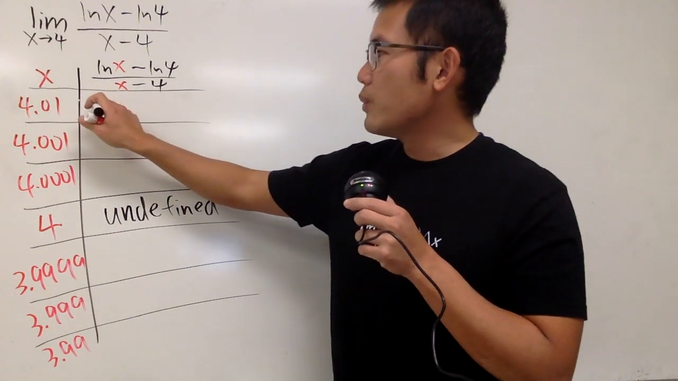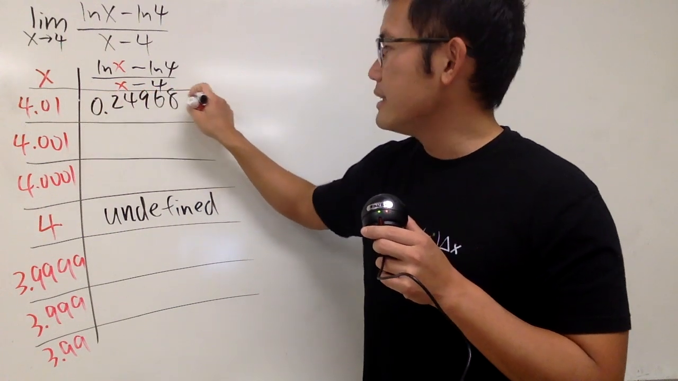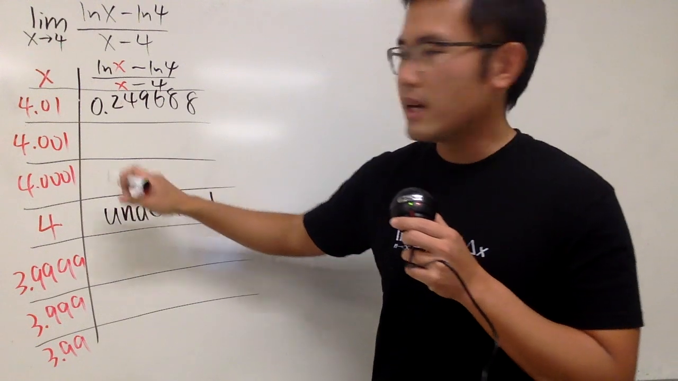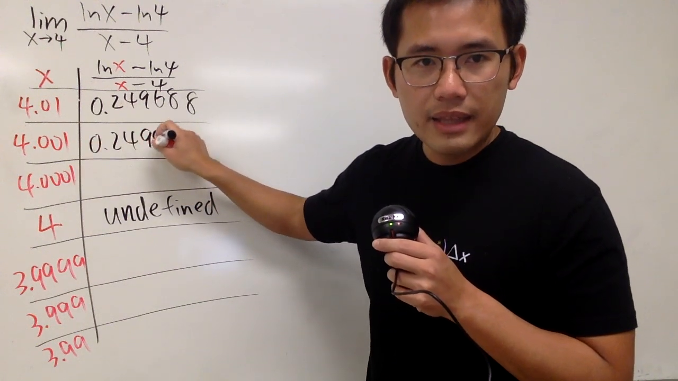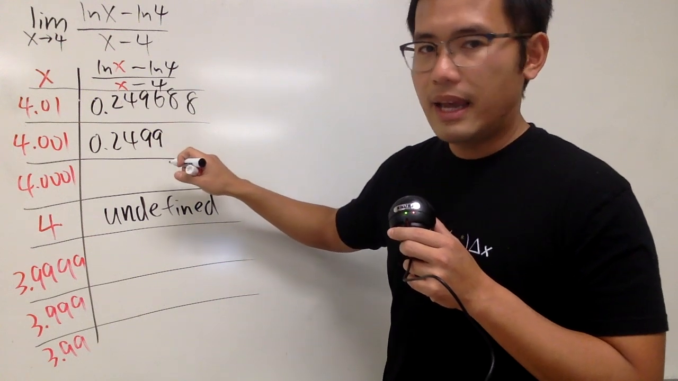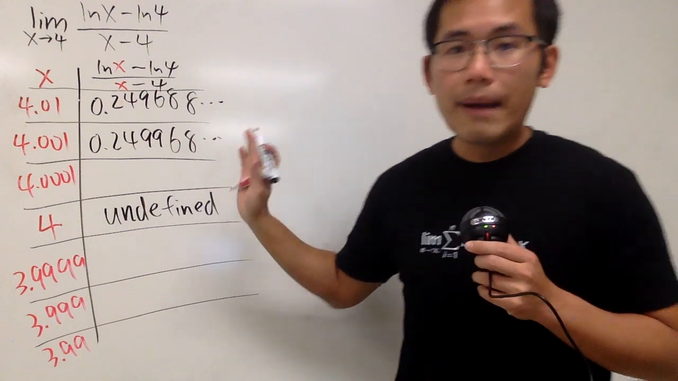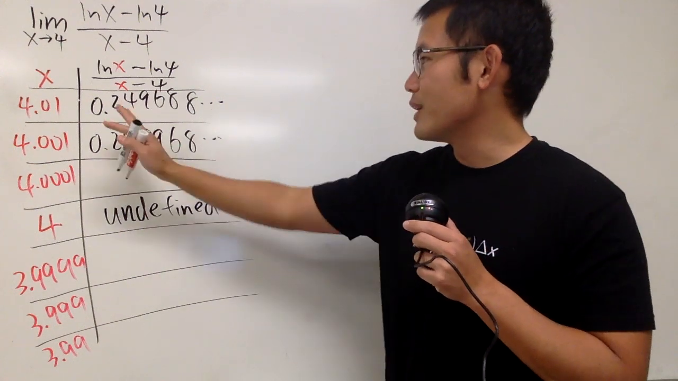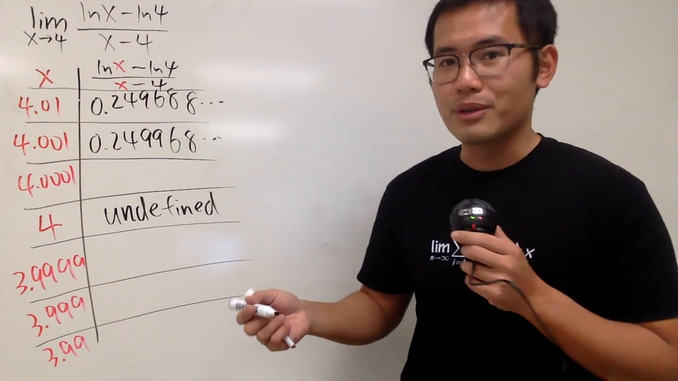So for this right here, we get 0.249688, right? And then for the next one, we get 0.249968. And of course, I'm just going to write down the first few digits. I'm not even rounding. I'm just going to write down the first 6 digits so you guys can kind of see if there's anything going on.